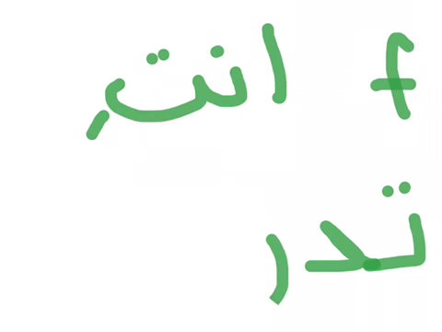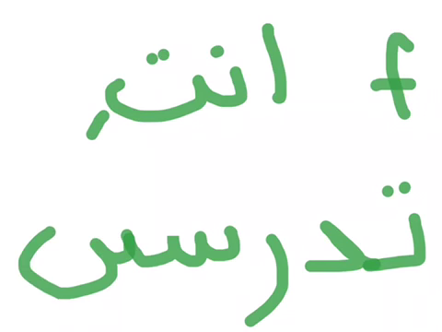If we want to say you are studying to a female, we're going to start with a ta, then our three root letters, but then we're going to do a ya and a noon and a fatha, and it becomes tedrusina. Tedrusina, you study for a female.